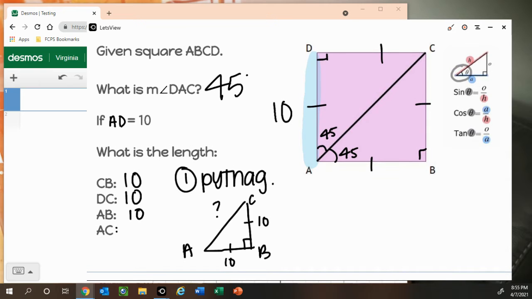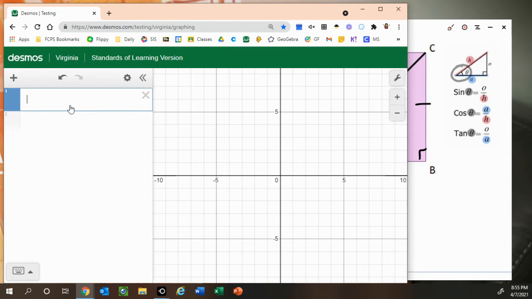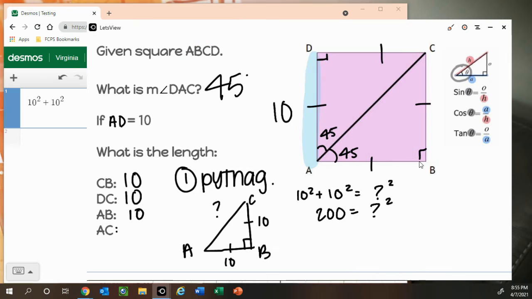So we could use the Pythagorean theorem. We have 10 squared plus 10 squared equals our question mark squared. You could use x as well, whatever. I'm going to go ahead and put this into decimals because I am not doing that math in my head. 10 squared plus 10 squared gives me 200. Oops, you can't see what I wrote down.